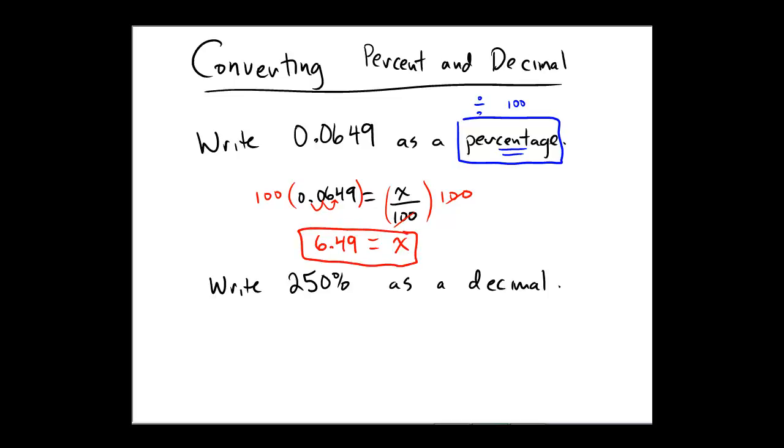So 0.0649 as a percentage is 6.49%, and then the symbol at the end is what symbolizes the divide by 100 to convert into a decimal. Okay, how about 250%? Let's take this, which is currently a percent, and write it as a decimal.